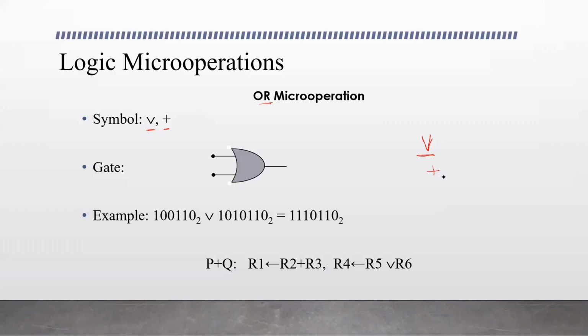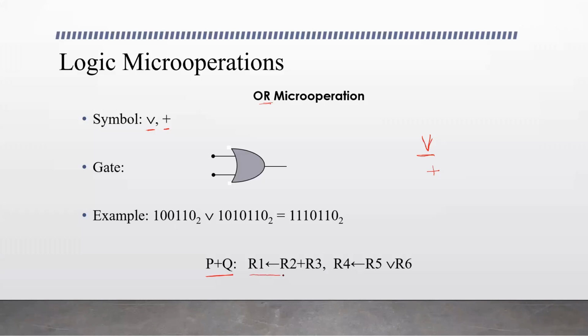And in Boolean functions or in control functions, if you see this statement given here, P plus Q, what is this? This is a control statement that is to be performed. This is not the microoperation, this is the control function. So here this plus represents OR. We use plus to represent OR operation only in control functions, not in microoperations.